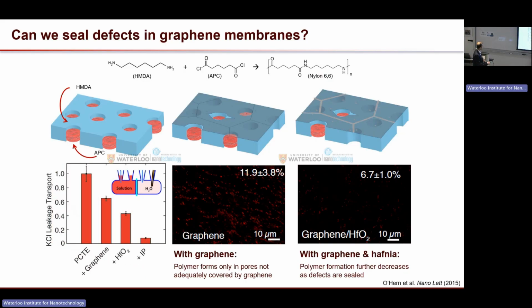And then if you look at salt leakage, this is just the support. If we add graphene, it goes down, but not by a lot. We add hafnia, it goes down, and then we plug in, it goes down a lot. So we can basically scalably block these defects using this kind of reaction localization only to the sites of defects.